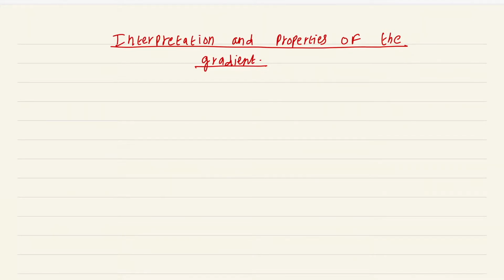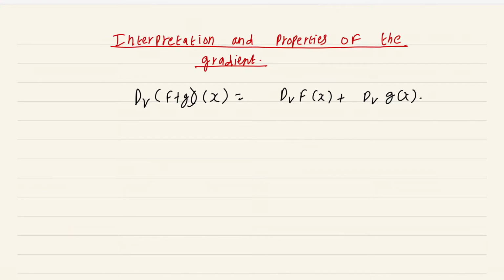These are things like D_v of (f plus g)(x) is equal to D_v f(x) plus D_v g(x). So such things are very easy and are obvious. I'm going to leave it to you. So let me begin by stating a proposition and not proving it, because this is also a very easy proposition.